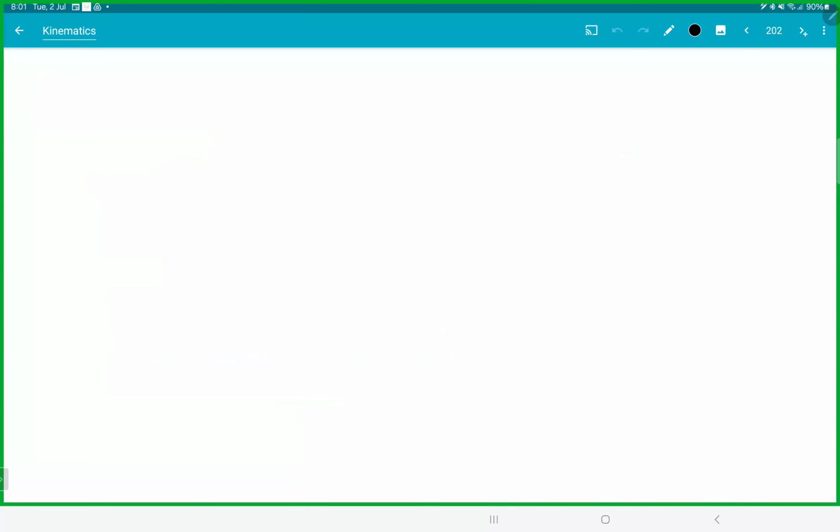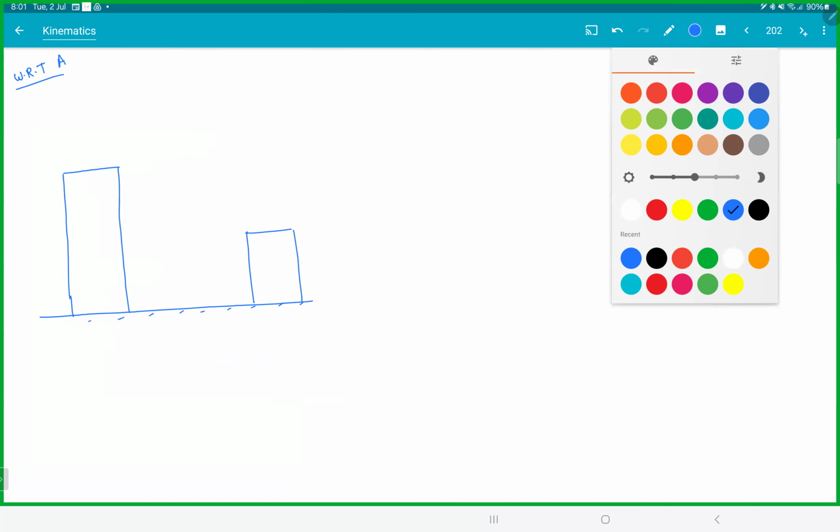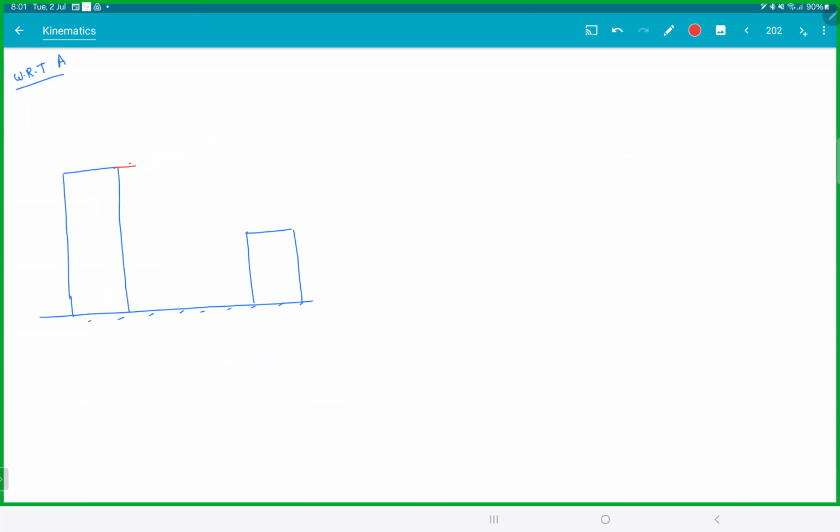Step 1, I'm going to stop A. Like I said, it's completely arbitrary. I could have stopped anyone. So before stopping, divide the velocity into components. So this one is u1 cos theta 1.